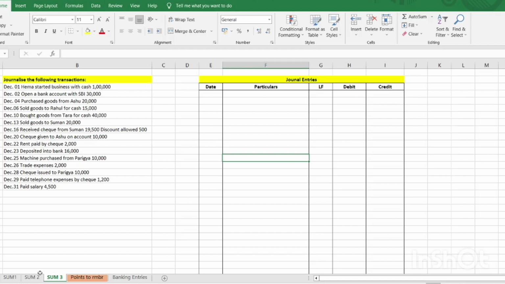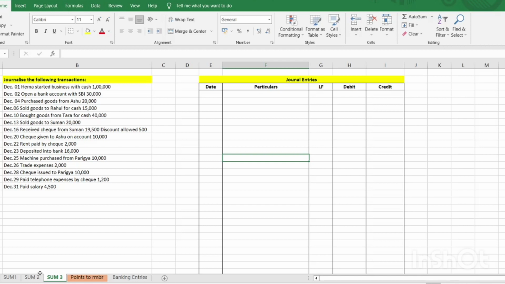Welcome to revision time. In our previous video, we have concentrated only on banking entries. We have studied the different kinds of banking transactions, how we have to classify them based on the accounts, and how we have to record them in our journal. Today we will be solving our sum 3.